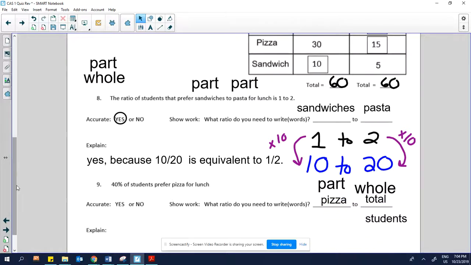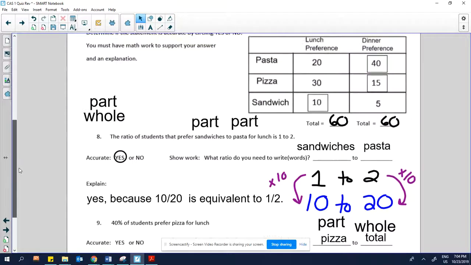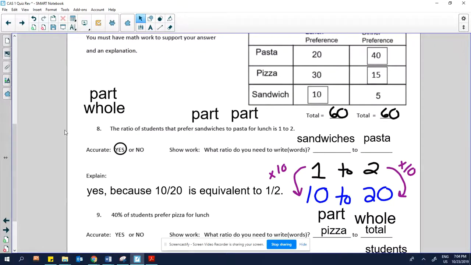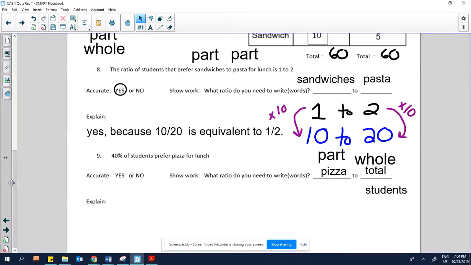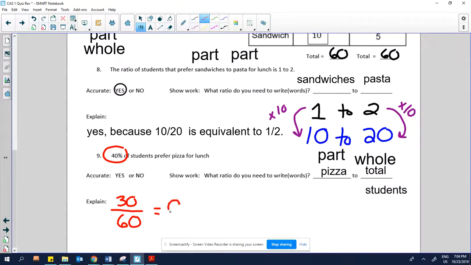All right, so we are going to do pizza for lunch. Lunch pizza is 30. 30 compared to all of our students. We said our total was 60. I have to change this to a percent. We have to find out if that is the same as 40%. How do you change to a decimal first? 30 divided by 60 gives me 0.6 or 6/10. How do I change to a percent?